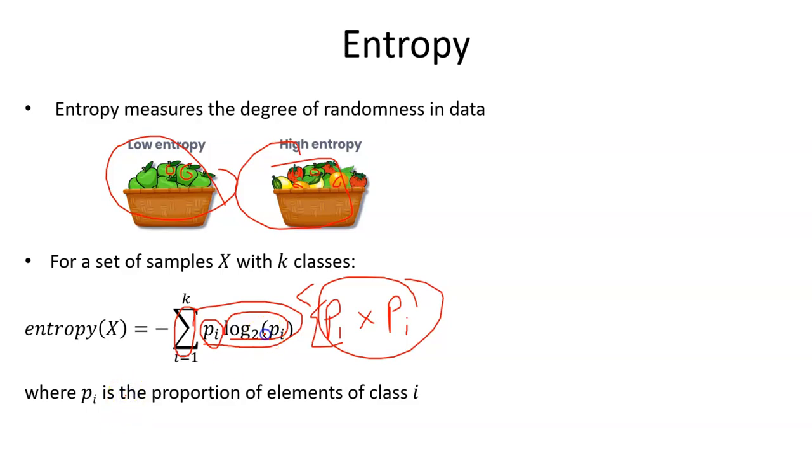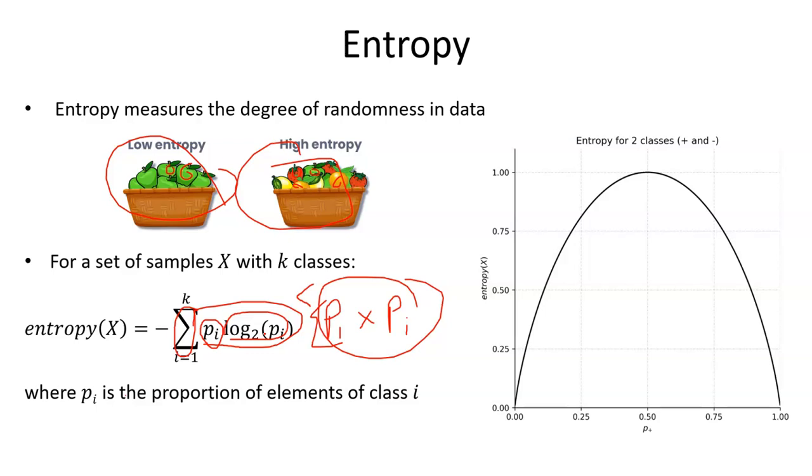So let's go to the next slide. Entropy for two classes. Here you can see how the entropy works. It starts from 0 and the maximum it goes to is 1. Low entropy implies greater predictability, right? So here, where all are green apples, entropy is low.